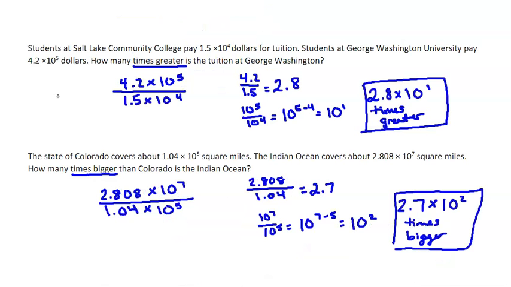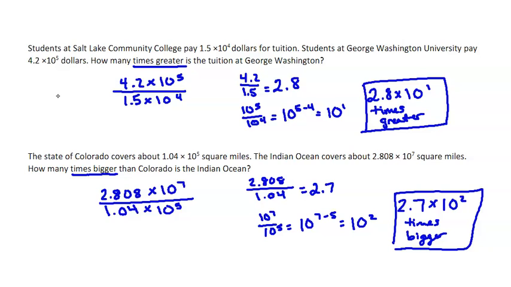The state of Colorado covers about 1.04 times 10 to the 5th square miles. The Indian Ocean covers about 2.808 times 10 to the 7th square miles. How many times bigger than Colorado is the Indian Ocean? So we're going to put our larger number on top. We are going to divide, because it asks how many times bigger, by the smaller number.